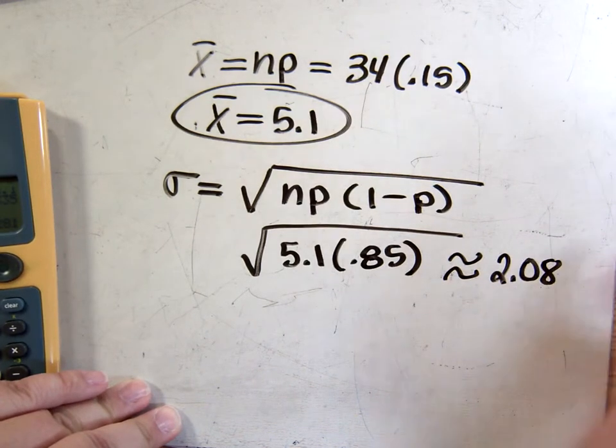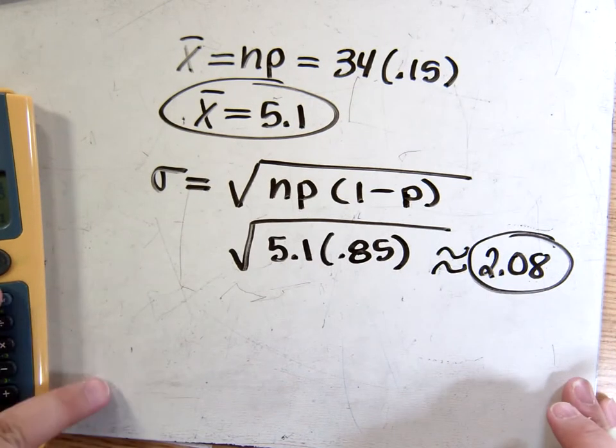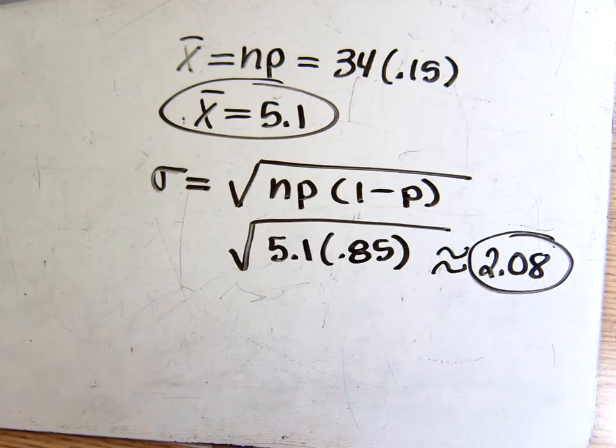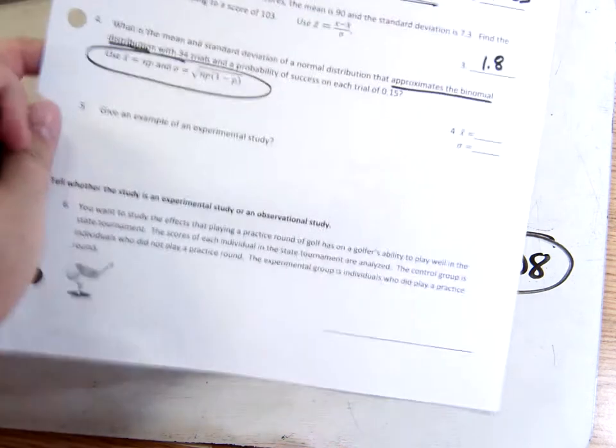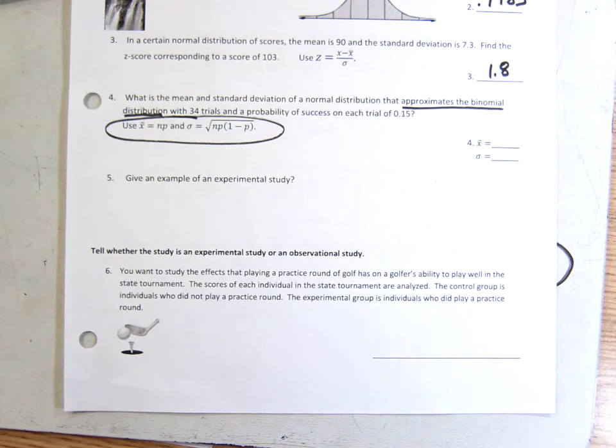2.08. When in doubt, round to the hundredths place. If it doesn't say, just go ahead and go to the hundredths, which means 2 decimal places. Give an example of an experimental study. Keep in mind that an experimental study is one where the person doing the study has control, no pun intended, over who is in the control group and who is in the experimental group.